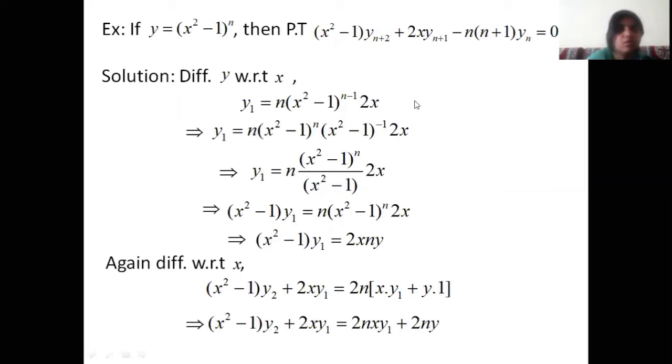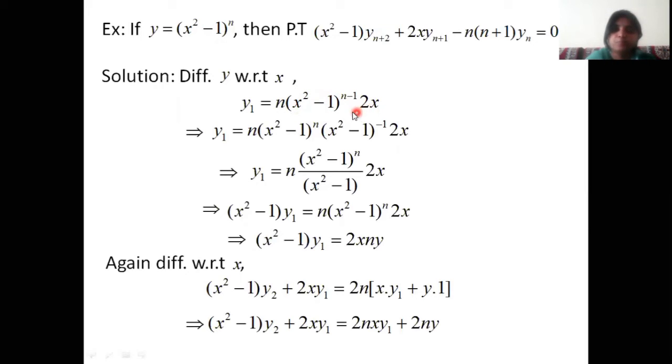So here, if y is equal to (x square minus 1) whole power n, then we have to prove this. What I'll do is, I just differentiate this with respect to x. So I'll get y1. Again differentiating that, we'll get y2. See, when you differentiate y is equal to (x square minus 1) whole power n with respect to x, you will get y1 is equal to n into (x square minus 1) whole power (n minus 1) into the differentiation of x square minus 1, which is 2x.